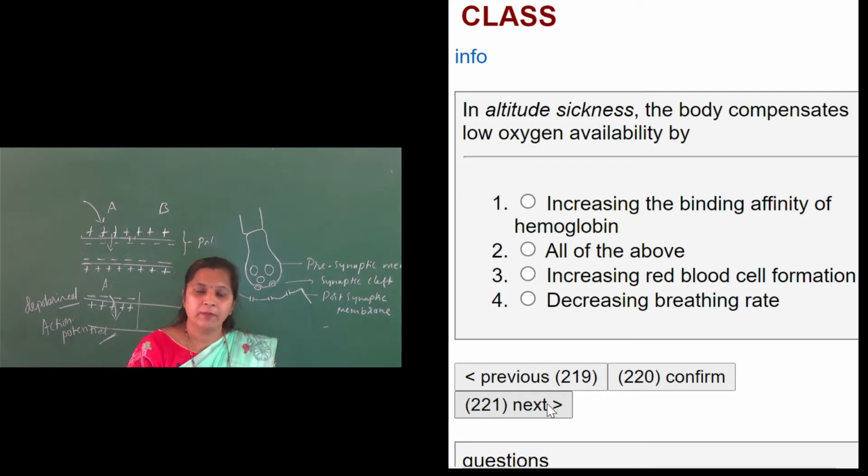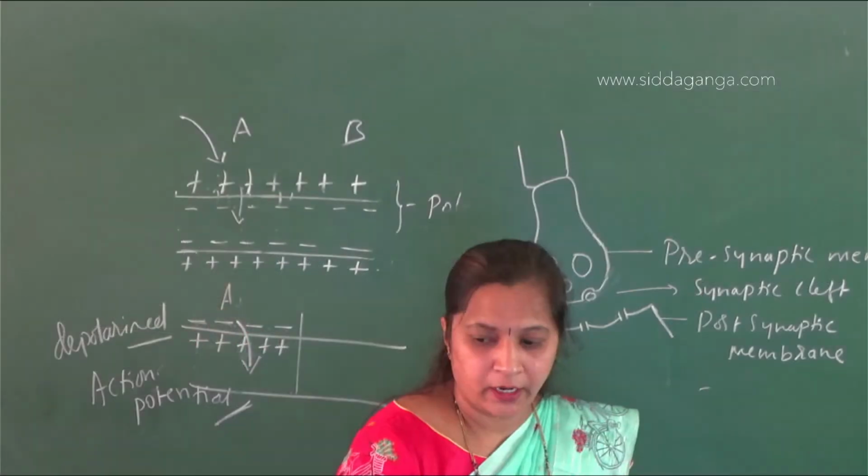But after some time we stop experiencing these symptoms. Why? Because the body compensates the low oxygen availability at the high altitude by increasing the red blood cell formation. So our body increases RBC production, and also the breathing rate increases and the binding affinity of the hemoglobin decreases.